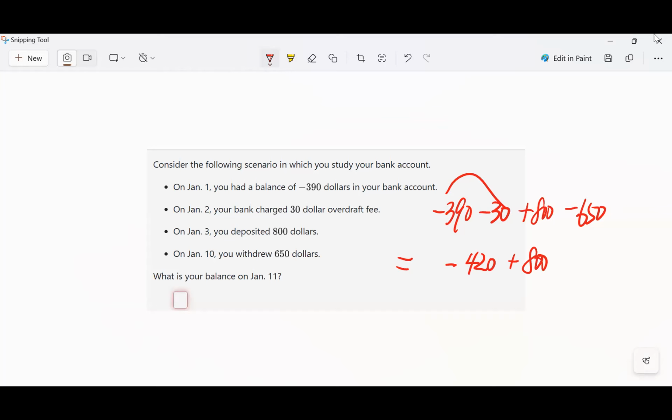Then adding 800 minus 650. If you want, you can combine those two numbers, no problem, because for addition and subtraction, they're in the same range, so you can actually combine any two. 800 minus 650 is 150. Now you have 150 minus 420. A smaller number minus a bigger number will be negative. 420 minus 150 is 270. So it should be minus $270 for Gavin's question.